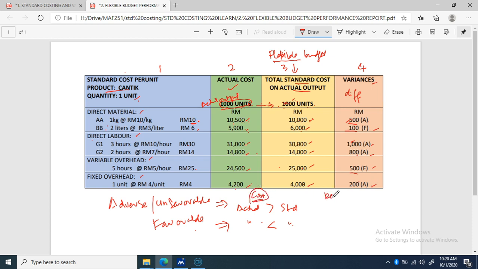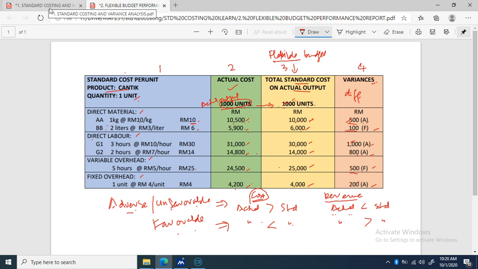If we compare for revenue, it is the other way around. Adverse means actual is less than standard. It shows that you estimated the revenue to be more, but you received less. So this is adverse, unfavorable to the company. But if your actual is more than standard, it means you receive more revenue compared to the estimation. So this is favorable. This is how we record either adverse or favorable.